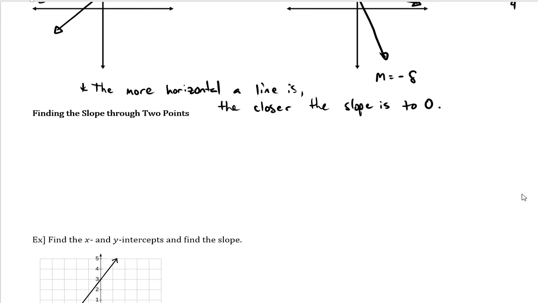Okay, so to find the slope through 2 points, most of the time we'll know at least 2 points. Let's go ahead and draw. Here's our XY axis, and I'm just going to put a point here and a point here, and we'll connect them with a line, the best that I can with my computer pen. And there are different ways to interpret the slope.